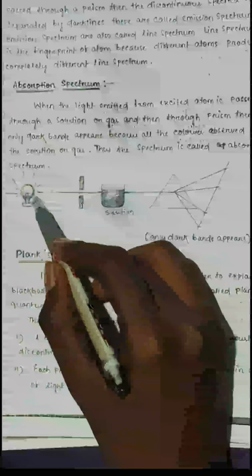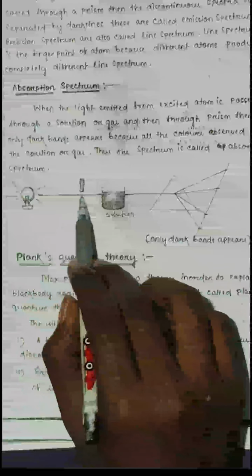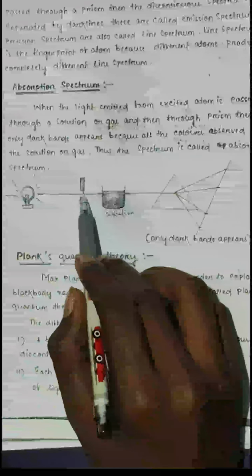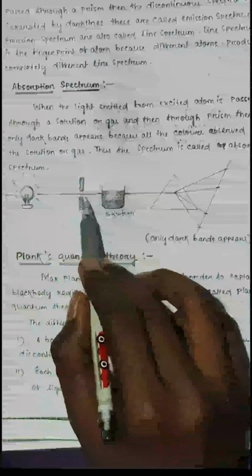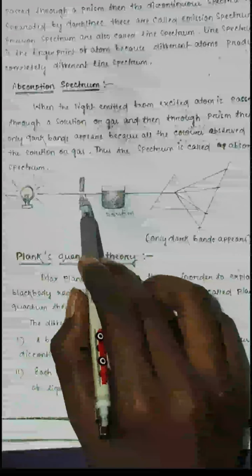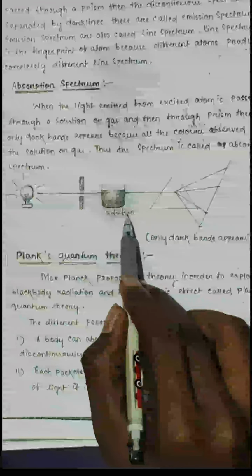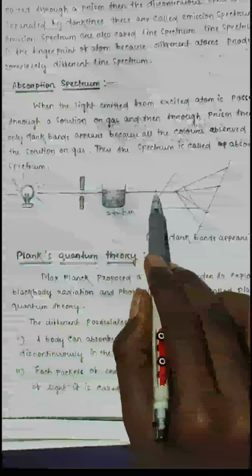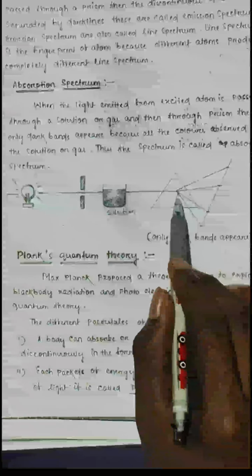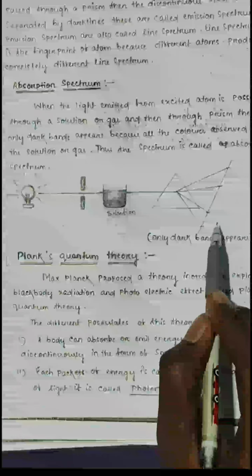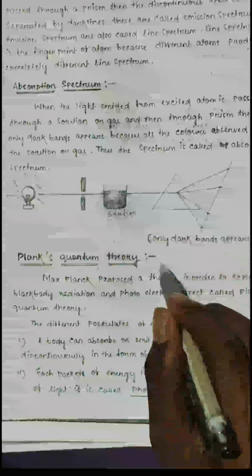Take a look, guys. Here we have a bulb. It's emitting light. We pass it through a slit, a tiny slit, though you can see here it is bigger, and then it passes through a solution or gas. We take a solution here as an example. Then it passes to the prism. Then it appears with only black lines on the board.